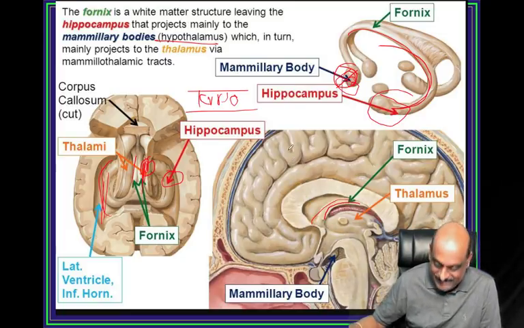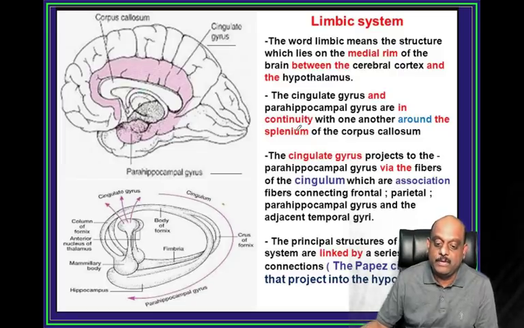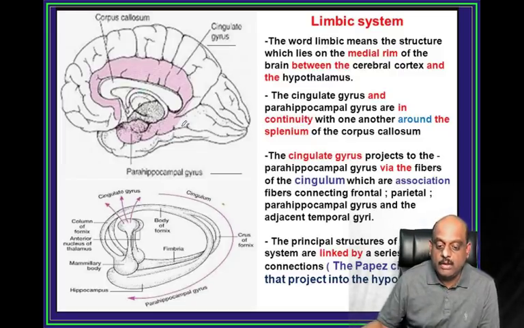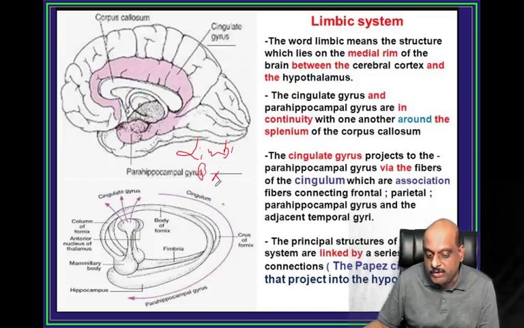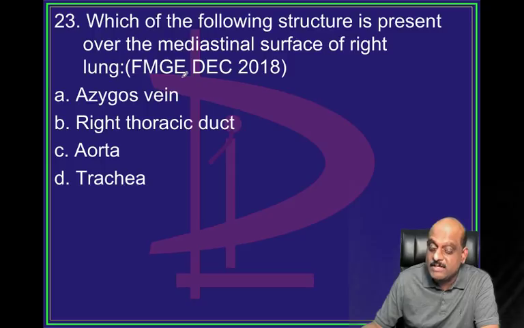So, doctor, that is the story of the mammillary body. Limbic system, Papez circuit, very important for the examiner. Which structure connects Broca's with Wernicke? Arcuate fasciculus.